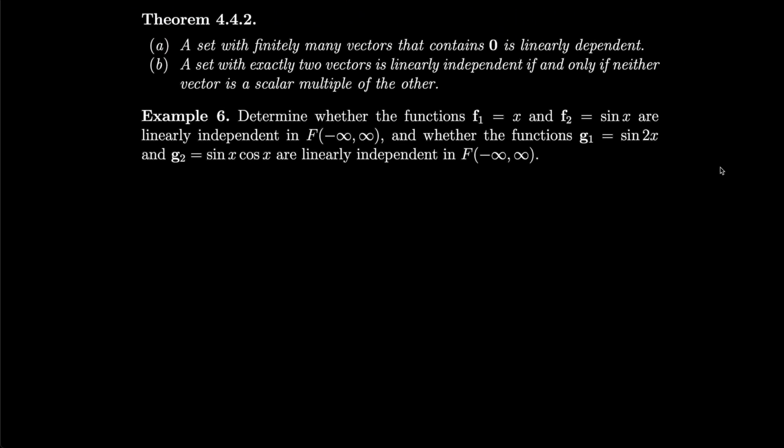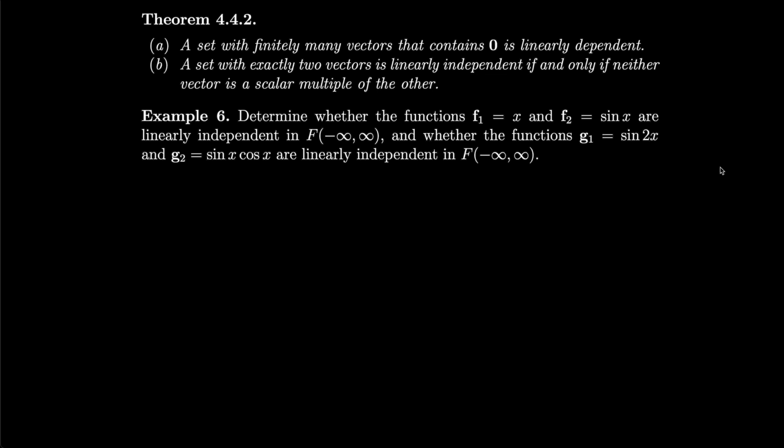For our next theorem, we have that a set with finitely many vectors that contains the 0 vector is linearly dependent. You could just take 0 times one of the other vectors to get 0, so that makes sense. A set with exactly 2 vectors is linearly independent if and only if neither vector is a scalar multiple of the other. That makes sense, because if there are scalar multiples, it would have to be a linear combination.